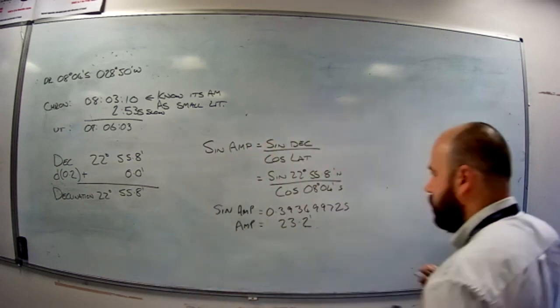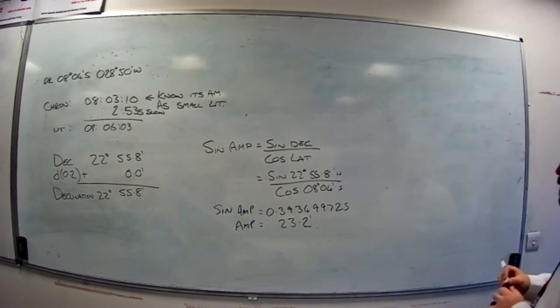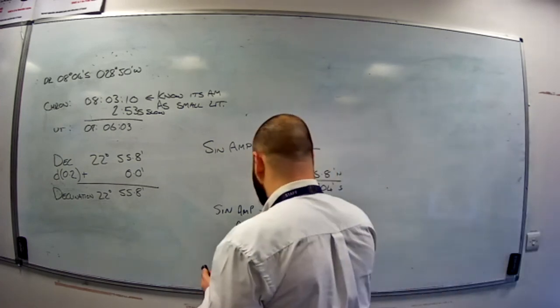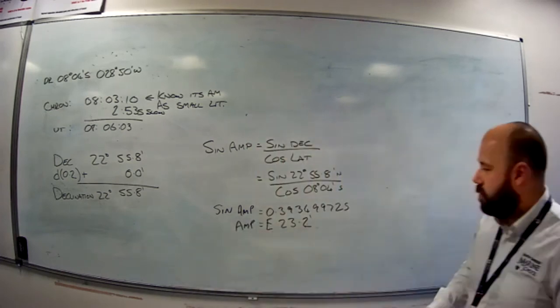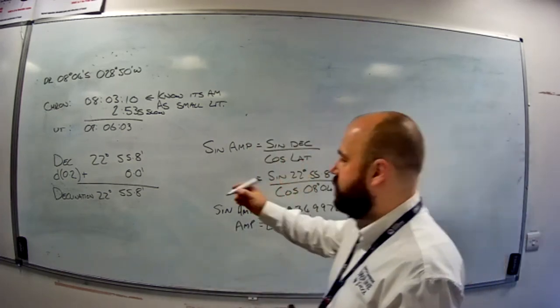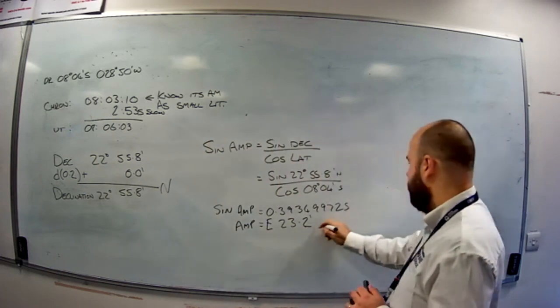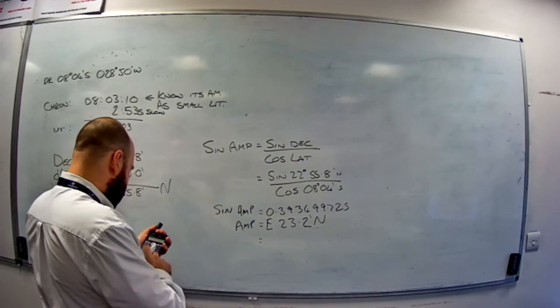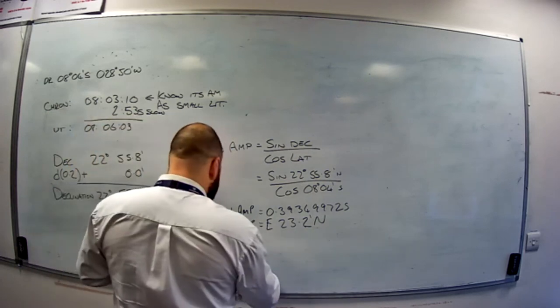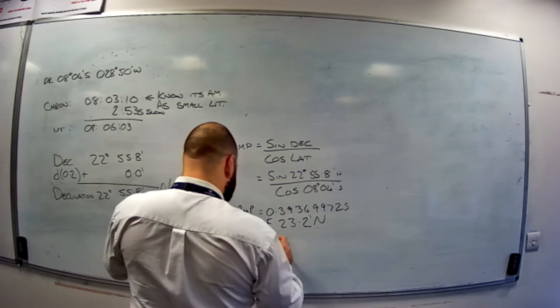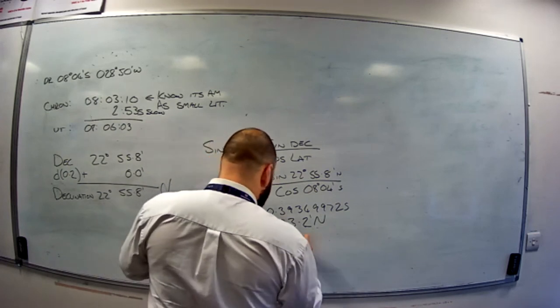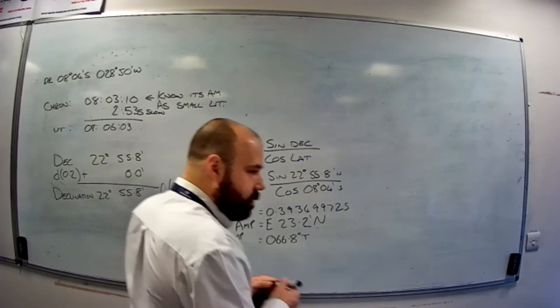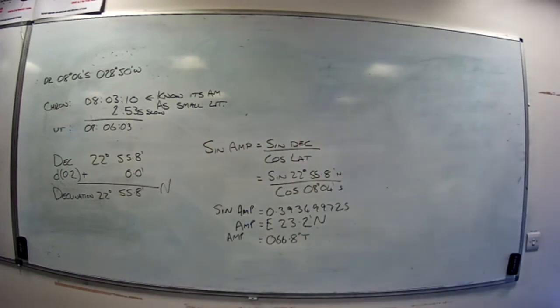So the amplitude is 23.2. We've got to name it north, south, and east and west. Remember, with amplitudes, east or west comes first. It's rising, so we're going to call it east. If it was setting, it would be west. And then we're going to call it north or south based on the declination, which was north. So it's going to be east north. So it's going to be 90 minus that, which means the amplitude of the bearing of the body is 066.8 degrees true. Remember, we go from east to west, so 90 or 270 to the north, we're going to be minus 6 from east. To the south, we would have been adding it.